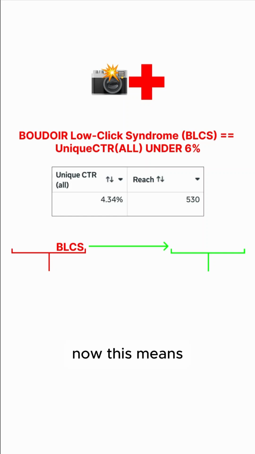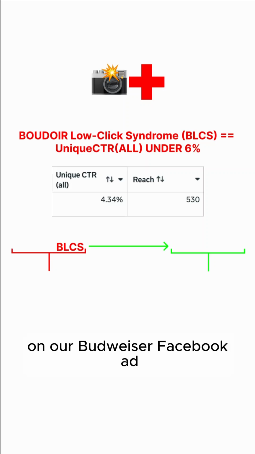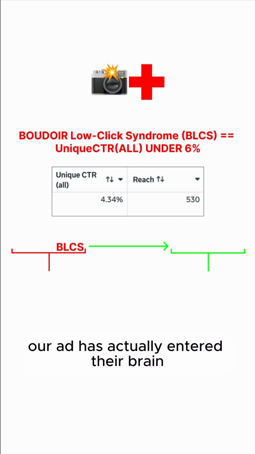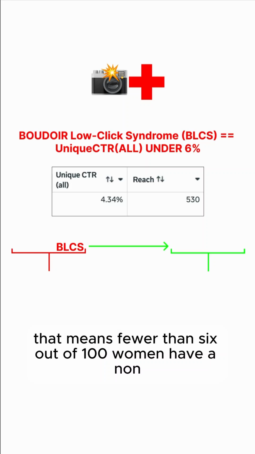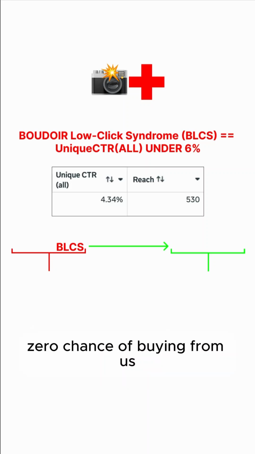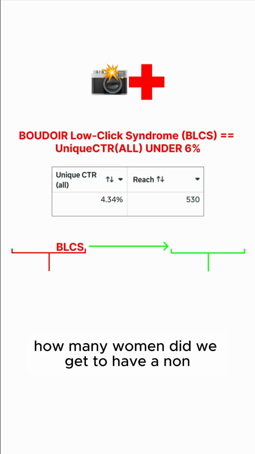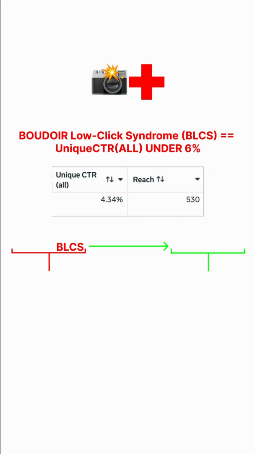Now, this means fewer than 6 out of 100 women are clicking somewhere on our Boudoir Facebook ad, which means that for fewer than 6 out of 100 women, our ad has actually entered their brain. And the final thing we're looking for is that fewer than 6 out of 100 women have a non-zero chance of buying from us. So unique CTR all is basically how many women out of 100 did we get to have a non-zero chance of buying from us. That's literally what it is.